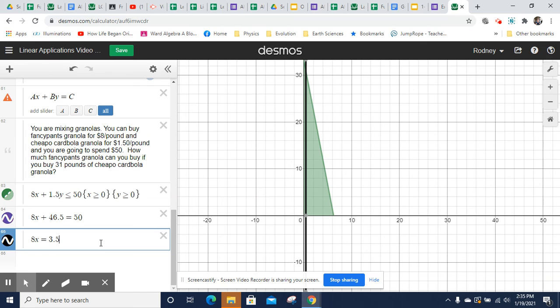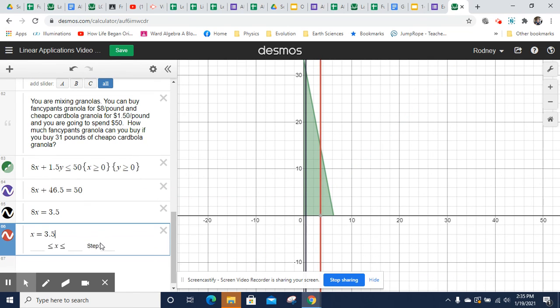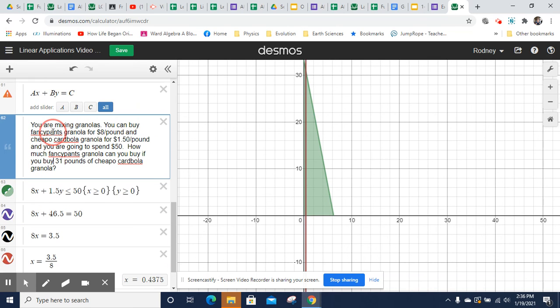And now we divide both sides by 8. So x is going to equal 3.5 divided by 8, which is 0.4375. And you might notice this answer is a rounded version of that. So that's how many pounds of fancy pants granola we can buy if we bought 31 pounds of the cheapo Hardbola granola.